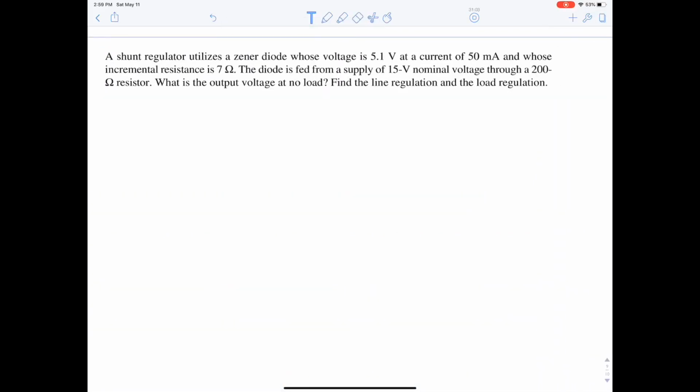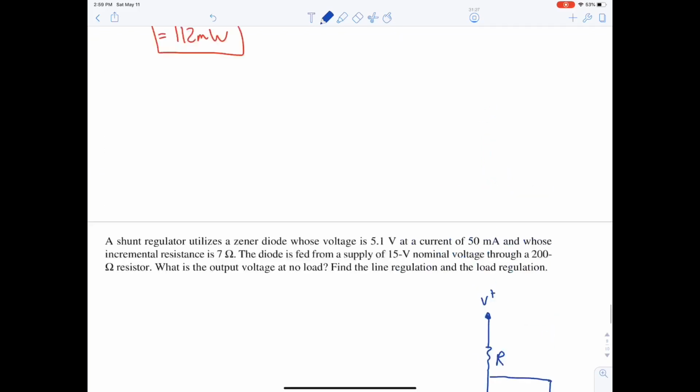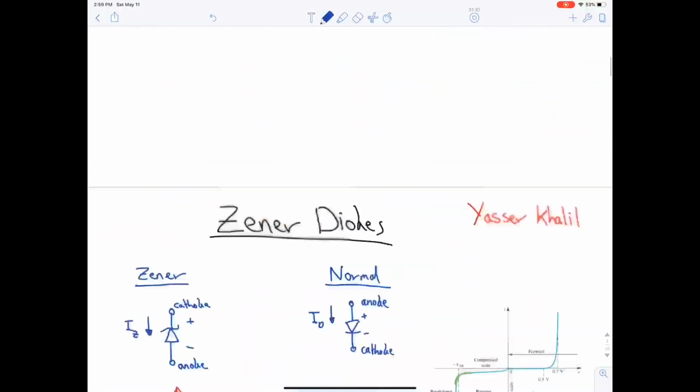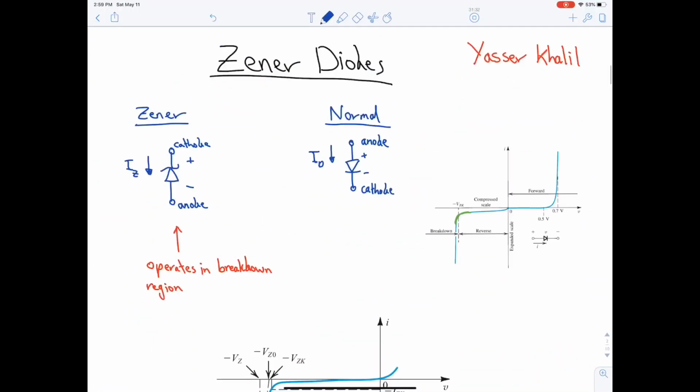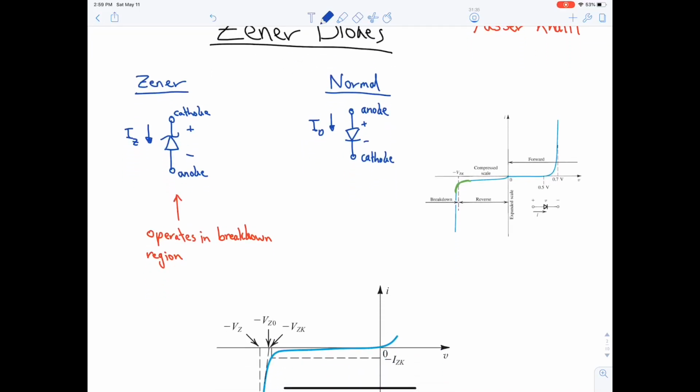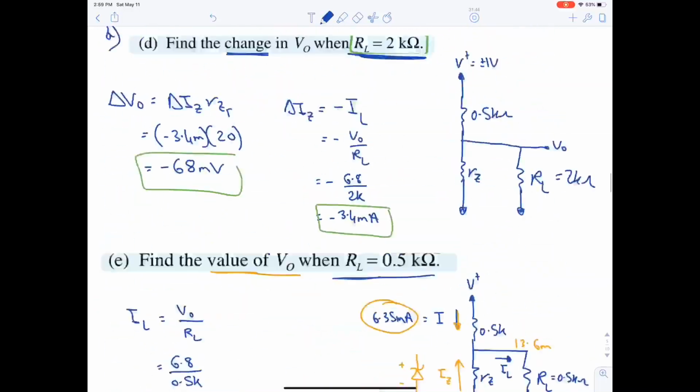Okay, so the question says a shunt regulator, hence we have to draw its design. We have a V plus, a resistance, and a Zener diode. By the way, I did not tell you why the Zener diode has this wiggly line. It has this wiggly line based on the IV characteristic. See, this line is also wiggly. So based on this design, they have given this shape to the Zener. Okay, let's continue.